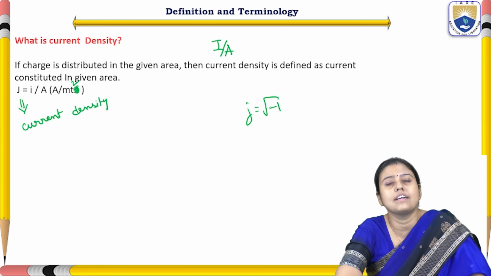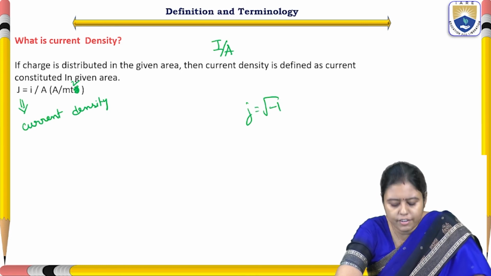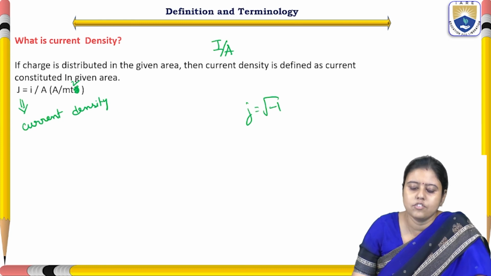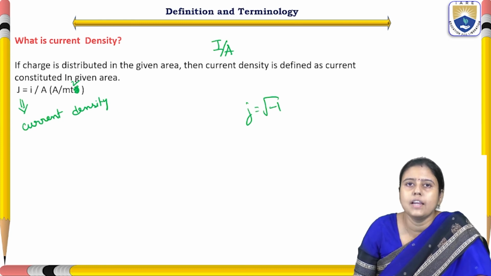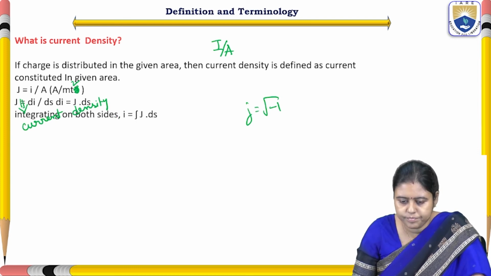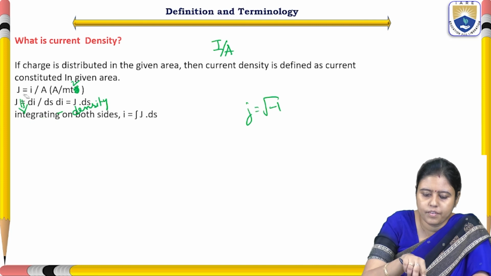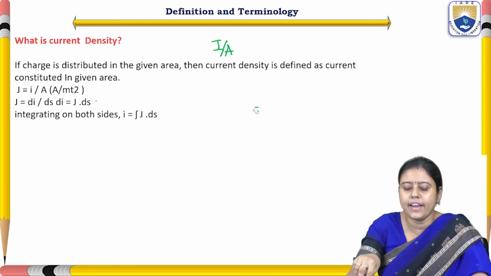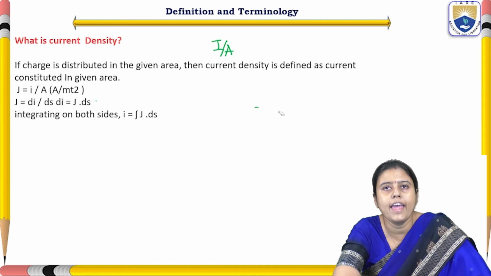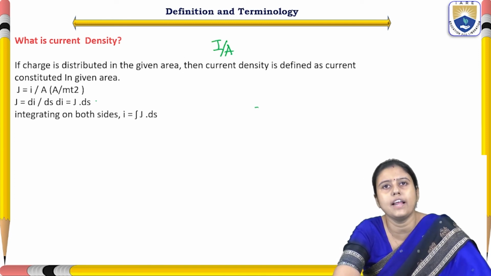So for electrical, current density is a very important thing, and current density is J equal to I by A. It is always the capital J, never use the small j for the current density. So from the current density, A means the surface area, and it can be written as dI by dS.